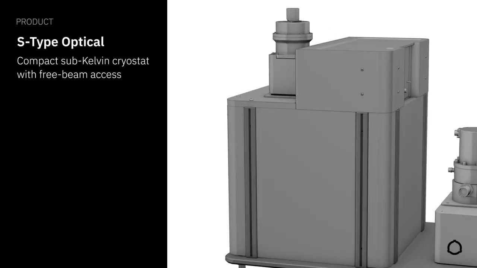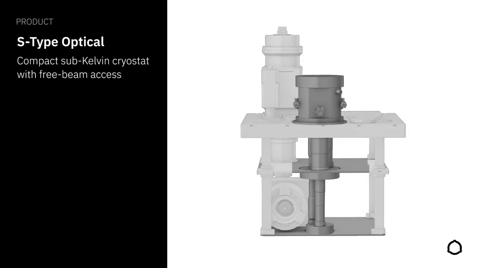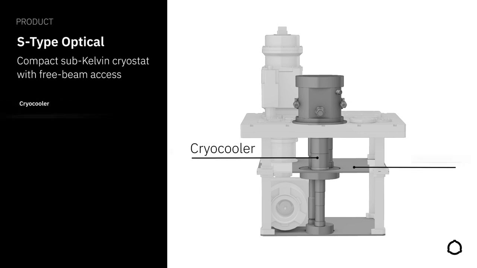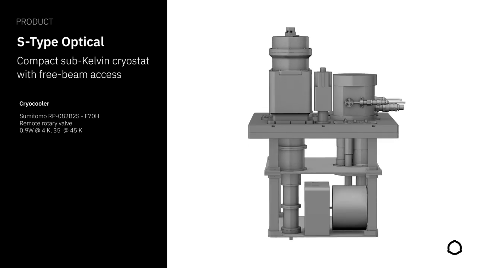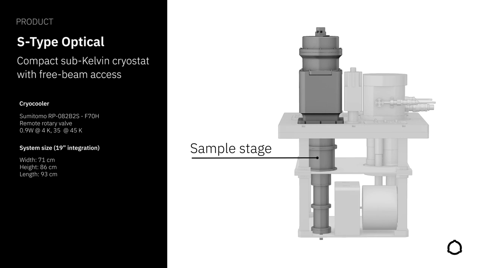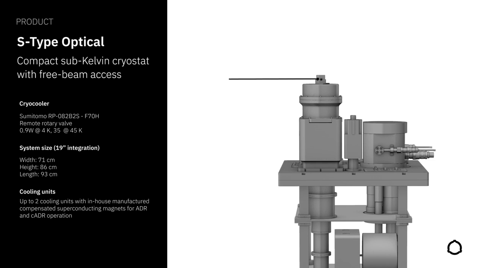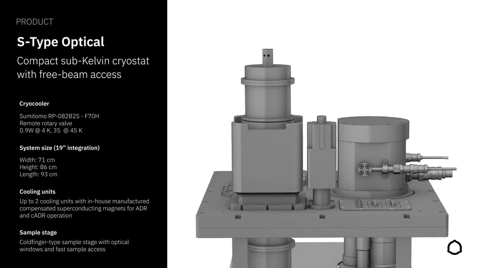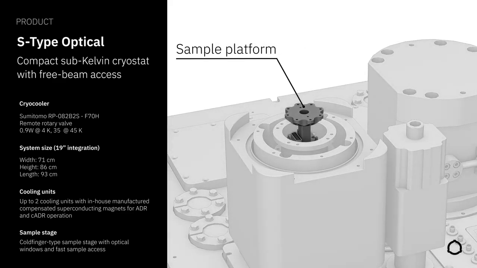Our second system, the S-type Optical, is a sub-Kelvin cryostat with free-beam optical access. It is based on the same geometry as the S-type Essential, with a cryocooler and 40K and 4K cold stages. However, instead of a large sample platform, the system features a cold finger type sample stage pointing out of the cryostat top plate. In this configuration, the cryostat can provide free beam optical access through several windows, with a small working distance to the sample. Additionally, the cold finger type sample stage enables a straightforward sample exchange. The cap can simply be removed by loosening a couple of screws to access the sample platform and mount an experiment.